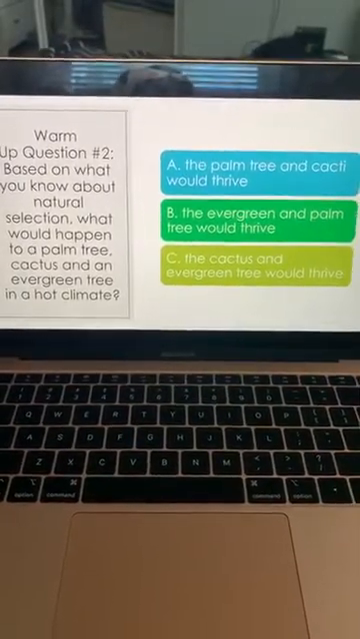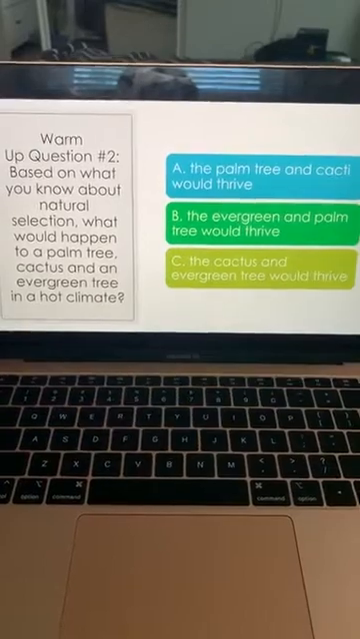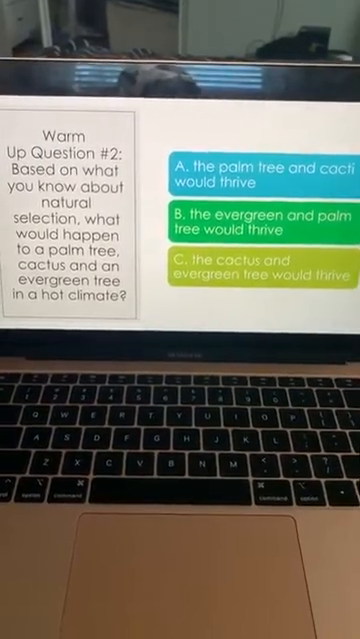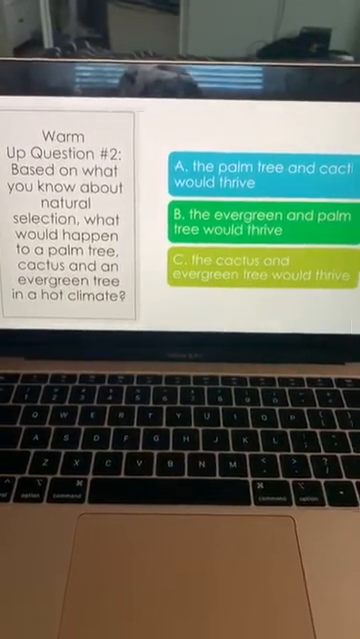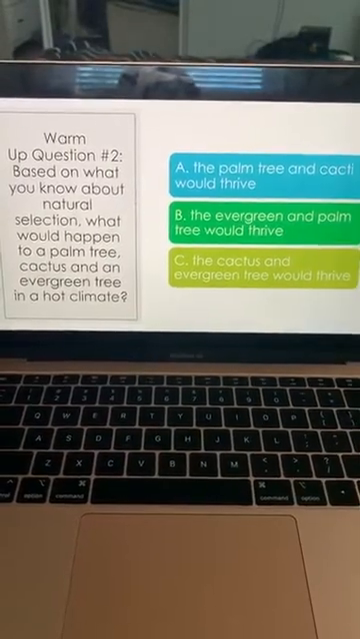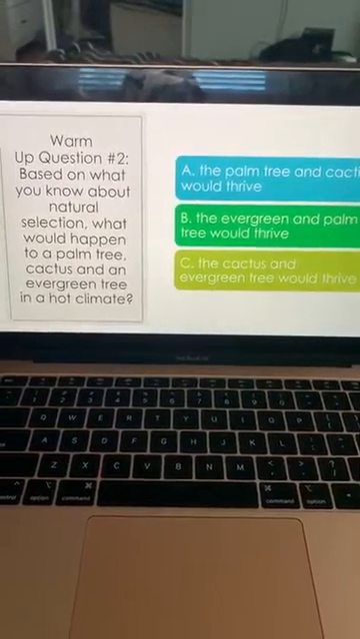Your options: A, the palm tree and cacti would thrive. B, the evergreen and palm tree would thrive. Or C, the cactus and evergreen tree would thrive. And thrive means to do well. So again, I'm going to read that question one more time.